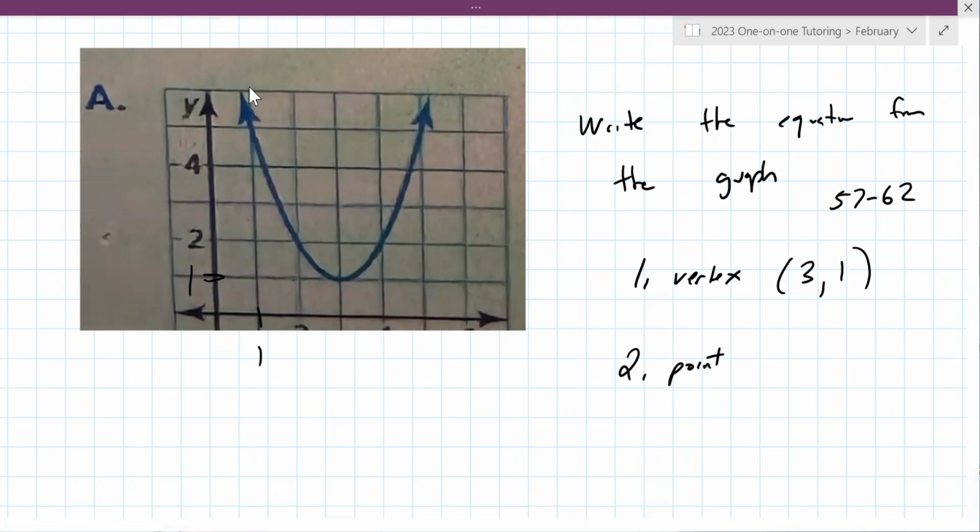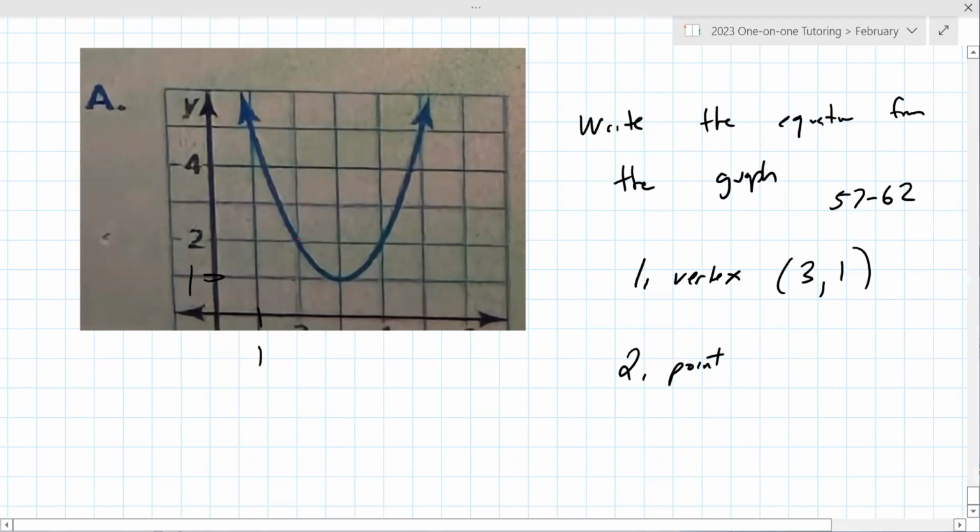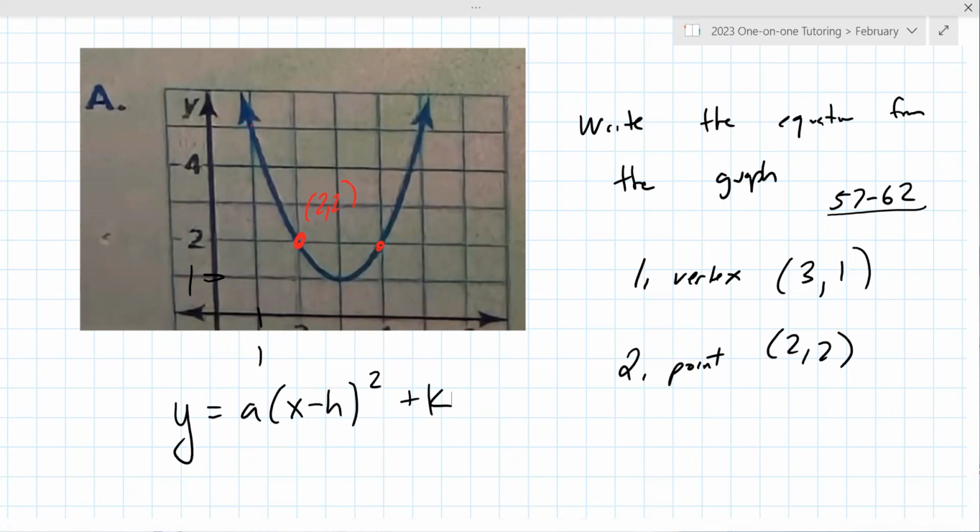And the second thing you need is a point on the graph, a nice point. Looks like 1, 5 would work, but I try to get it as close in as you can. Don't overdo it. So let's go with 2, 2. Yeah. Okay. So now it's just like that 57 through 62. Then you just write it. So go ahead and calculate. Give me the equation here, please, for this.